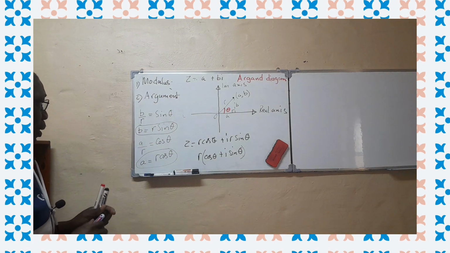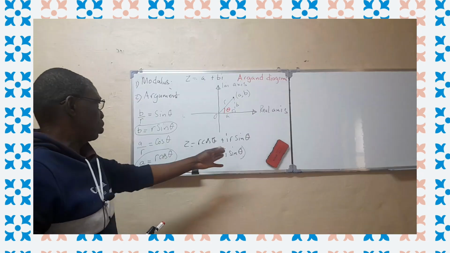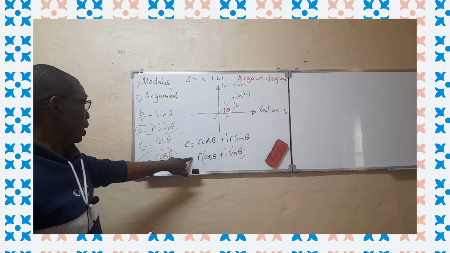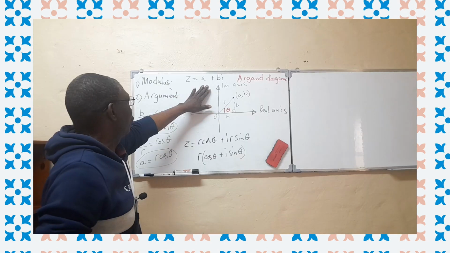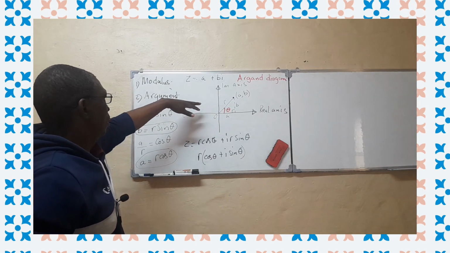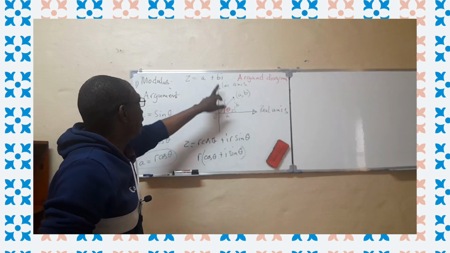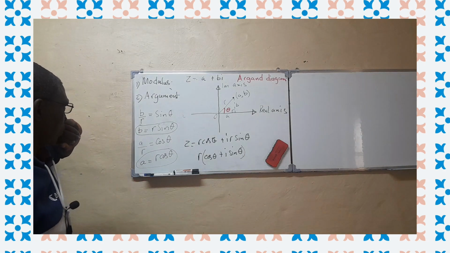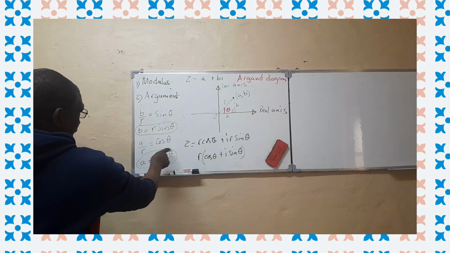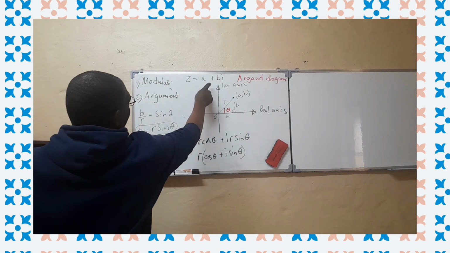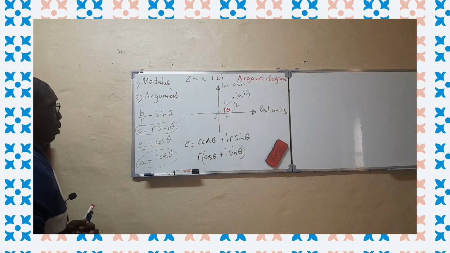So this is the polar form of a complex number, expressed in terms of its argument and its modulus. This is the standard form of a complex number, expressed in terms of the real part and the imaginary part. So we can change from this to that, or from that to this. It's expressing the same complex number.